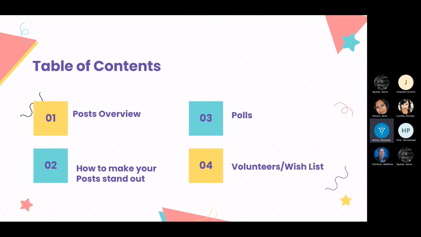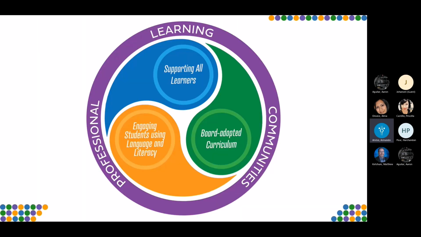So moving on, I know a lot of you have heard about our instructional core this year. So Modesto City Schools has developed the instructional core, which focuses on 3 main pillars: supporting all learners, board adopted curriculum, and engaging students using language and literacy. And all of that is nested within our professional learning communities. So what you're taking part in today, whether it be a class of 3 or 300, we are a learning community, and using the resources of your colleagues, your coworkers, and people who are in maybe even completely different job classes, we can create communities that help to support all 3 of these strategic instructional core pillars.